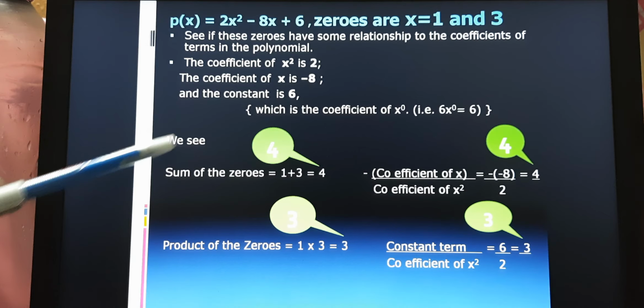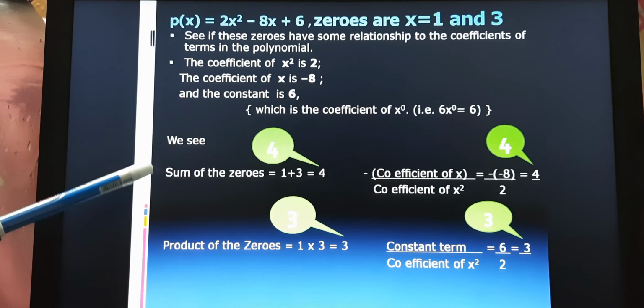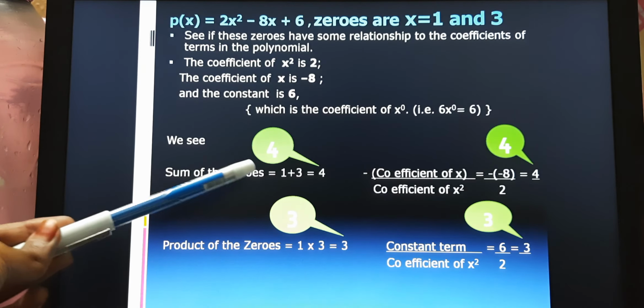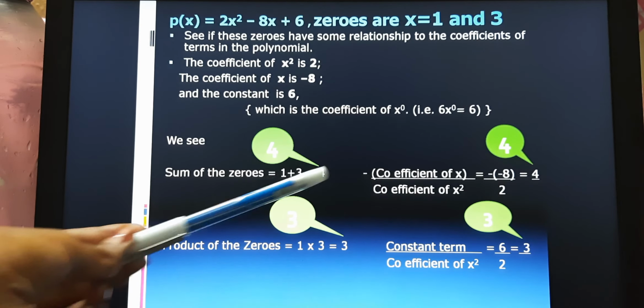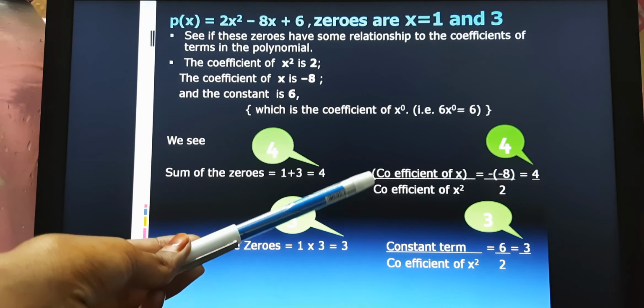Good morning, students. Let us start the class with the previous class. In the previous class we have learnt that the sum of zeros of a quadratic polynomial is equal to minus the coefficient of x divided by the coefficient of x square, and the product of zeros is equal to the constant term divided by the coefficient of x square. Here we have done this for a particular quadratic polynomial, p of x is equal to 2x square minus 8x plus 6.